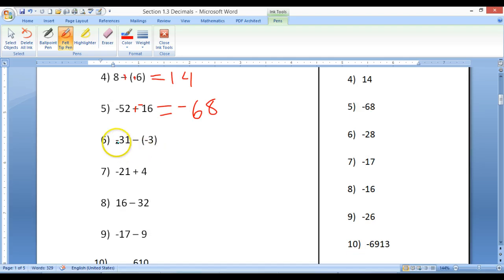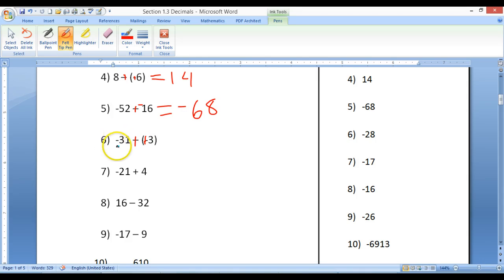Here I have negative 31 minus a negative 3. It's a lot of negatives to wrap your head around. And remember, we're going to make all of these addition problems. So I'm going to add the opposite. I'm going to make this add, and the opposite of this over here, the negative 3, is a positive 3. Now, part of the problem here is a lot of students start putting positives out here.